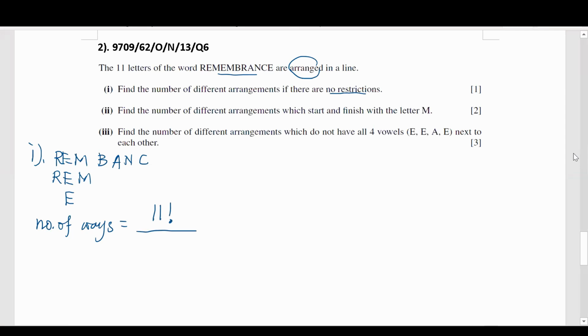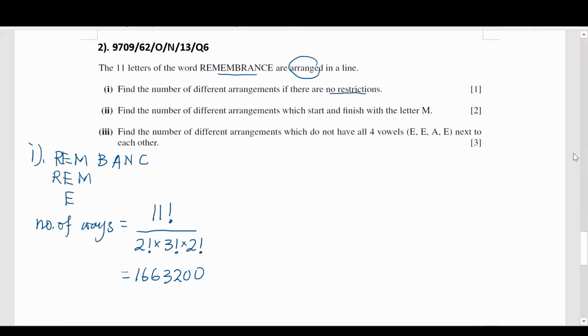But due to 2 R's being identical, we divide out 2 factorial ways. 3 E's identical, we divide out 3 factorial ways. And 2 M's identical, we divide out 2 factorial ways. All right, so this will give us the number of arrangements with no restrictions. And the number of ways will be 1663200. All right, so that is part 1.